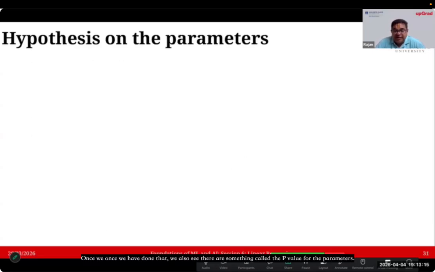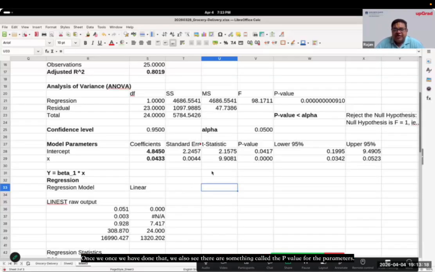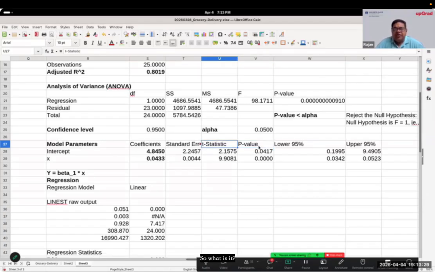So in summary, once we have done that, finally, what I would also like to see is that there is something called the p-value for the parameters. Even for the model parameters, we have the p-value. Maybe not. So what is it? We are essentially closing the chapter on linear regression.